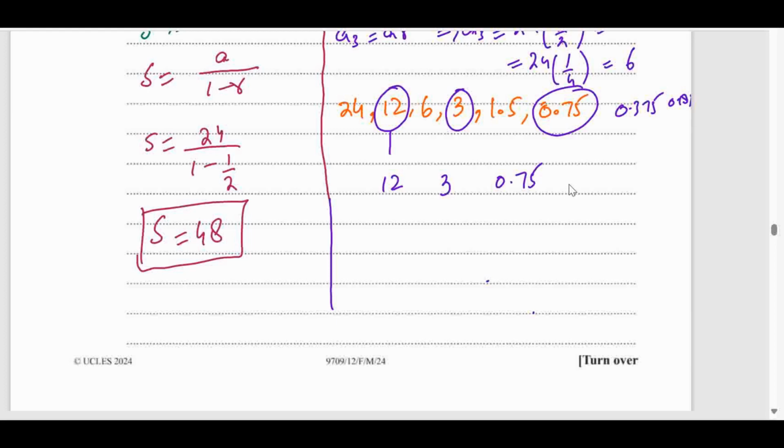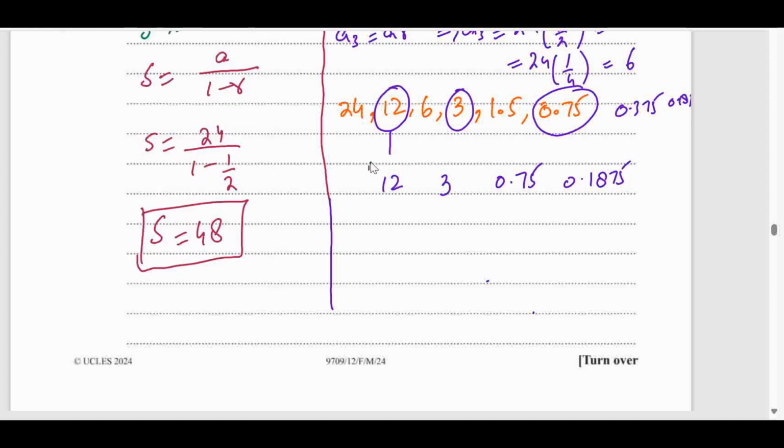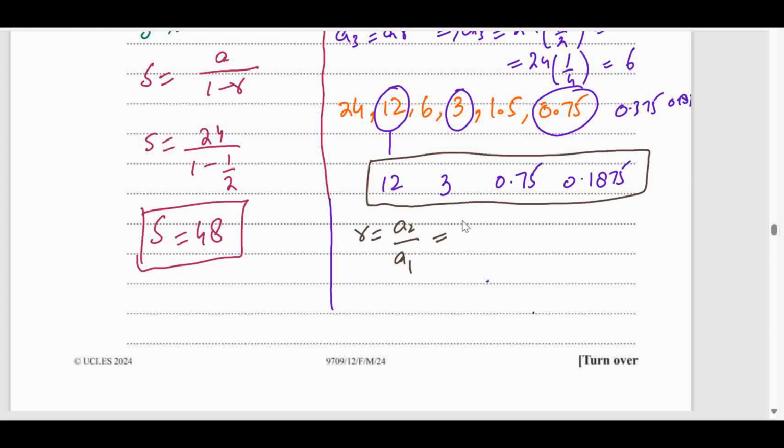0.1875. So the next term will be 0.1875. Now just separate it from the previous one, and we can see that this is our new sequence, and this one is a geometric sequence. So first of all, we need to find out r. So a2 divided by a1, which means 3 by 12, which means 1 by 4.